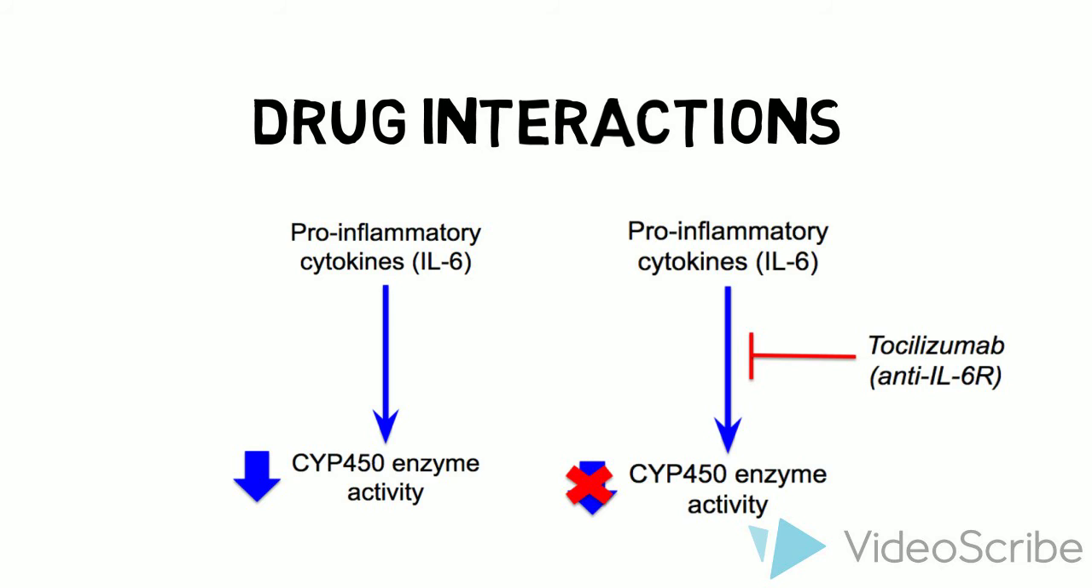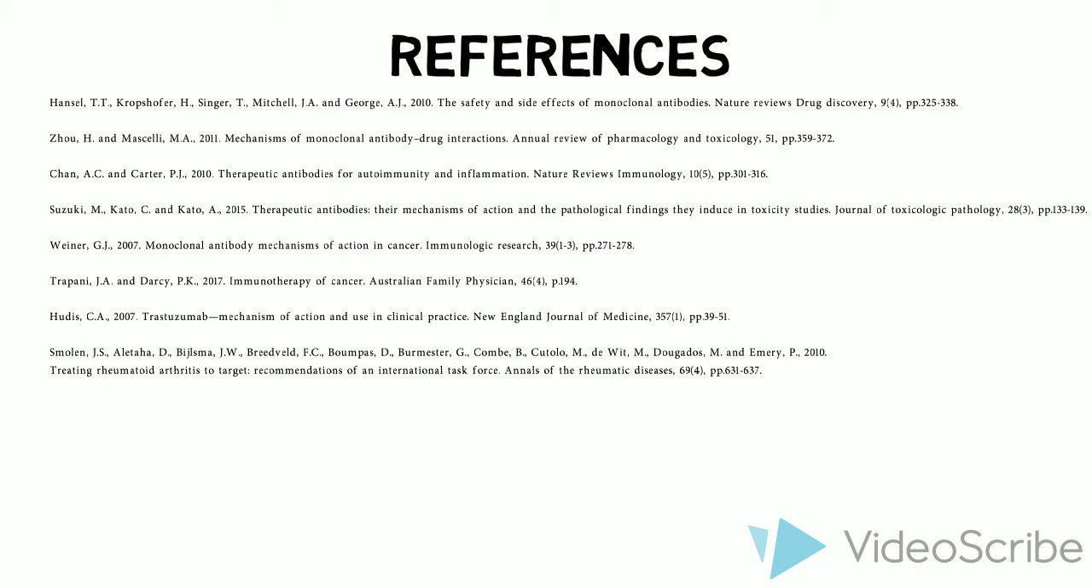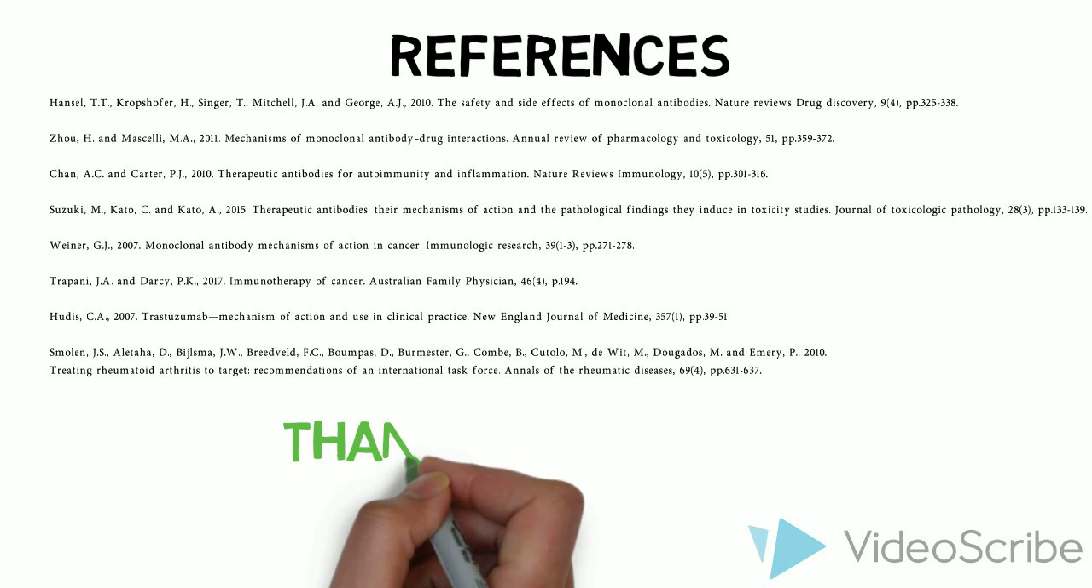This indirect interaction is an important consideration in rheumatoid arthritis, where monoclonal antibodies are often used in combination with other drugs such as methotrexate. So this was a brief overview of monoclonal antibodies.